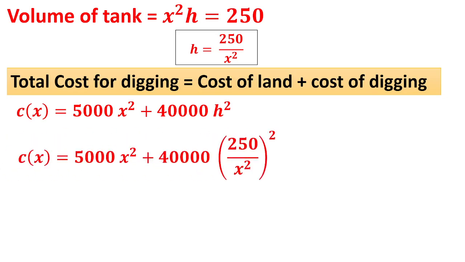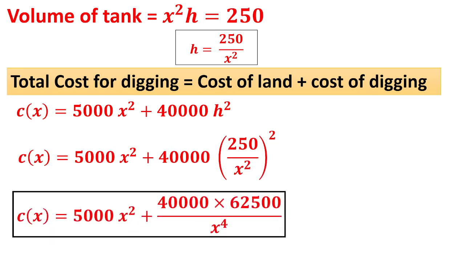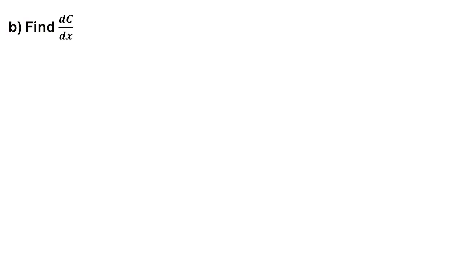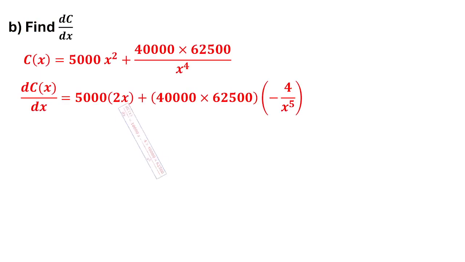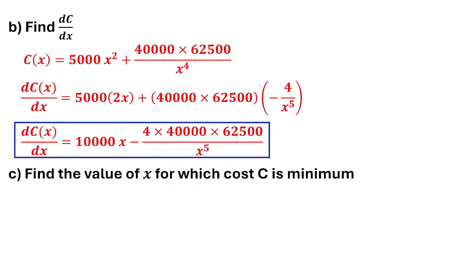Now the right hand side should be in the same variable. Therefore, replacing h by 250 by x square, I have expressed it. Now here you can multiply 40,000 into 6 lakh 25,000 and give the answer. But if you give the answer directly also, there is no issue. Now we have to differentiate it. That is question number 2. I am differentiating. Normal differentiation only. Now differentiation is over. Here also you can simplify.